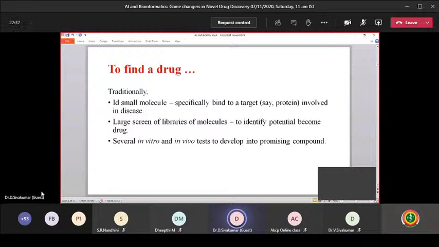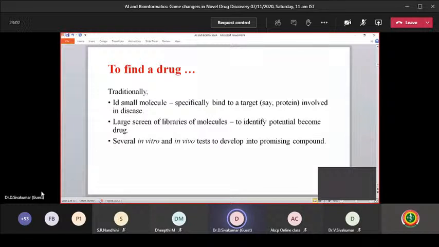Then they will have to screen a large number of molecules. It will be a library of molecules. Either they can get from in-house libraries or commercial libraries like ZINC, or they can get the PubChem open source library of small molecules. And they have to identify the potential molecule which can become a drug.